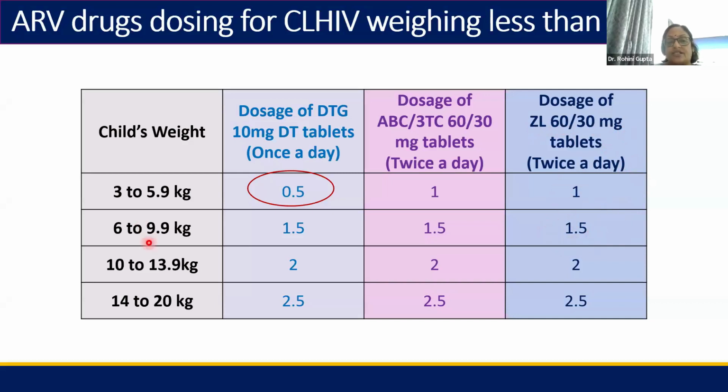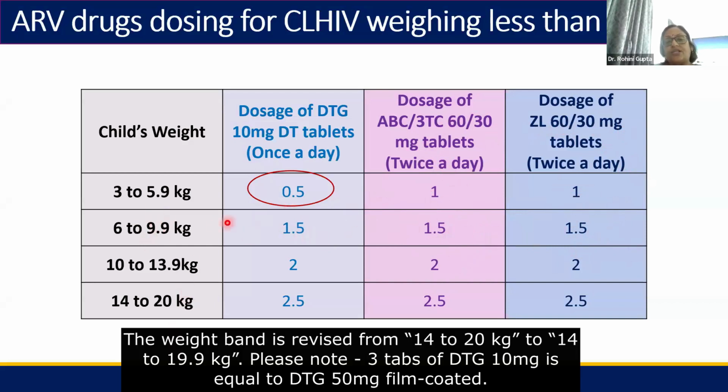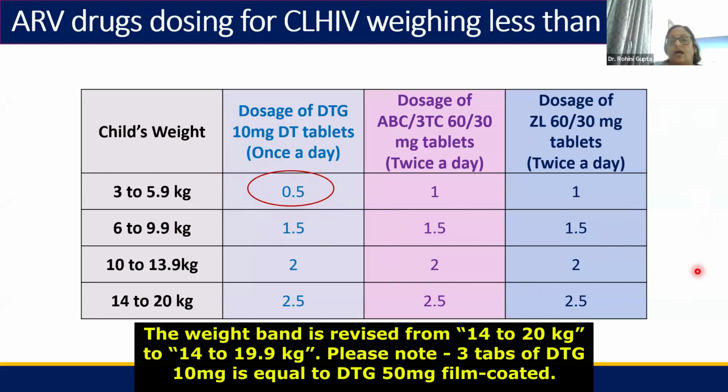number of tablets beyond 6 kgs remains the same. So DTG 10 milligram is given once a day, 1.5, while abacavir lamivudine 60-30 for beyond 6 kgs, between 6 kgs to 9.9 would be 1.5 tablets, and ZL dose for 6 to 9.9 kgs would be 1.5 tablets. So the dosage from 6 to 20 kgs for these, except the times it is to be given, the number of tablets are going to be the same. Only this red circle which I've shown, that is a dose which is different from the other tablets like abacavir lamivudine pediatric and ZL pediatric.